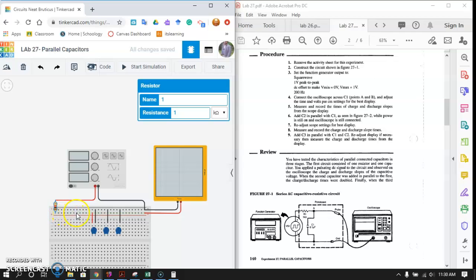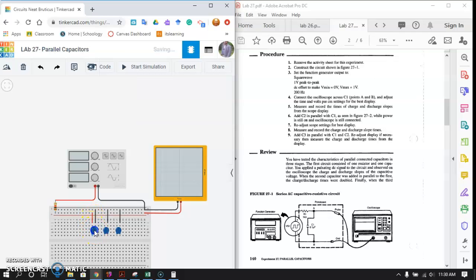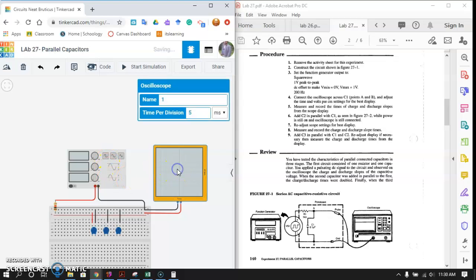Going through the positive line, we come into our 1K ohm resistor, and that 1K ohm resistor is tied into the positive bus line on this small proto board here. Off that bus line, we go through our first capacitor, our 0.1 microfarad capacitor, and then back to the negative bus line where we return to our function generator. The oscilloscope is set up to read across the capacitor. So we're reading across the capacitor by tying it into the bus line there. And that mirrors these two probes over here in our schematic.